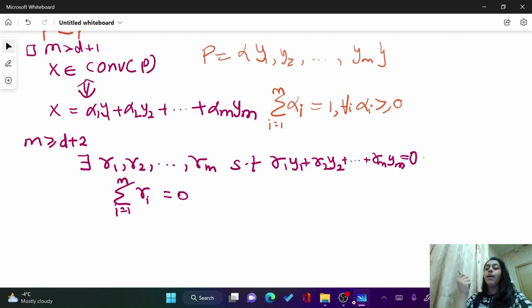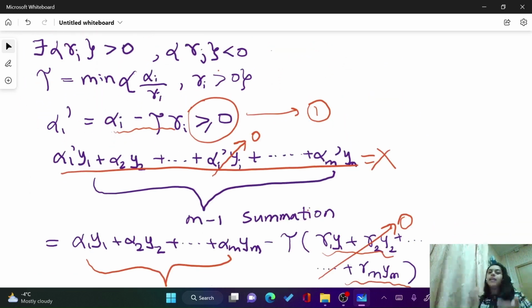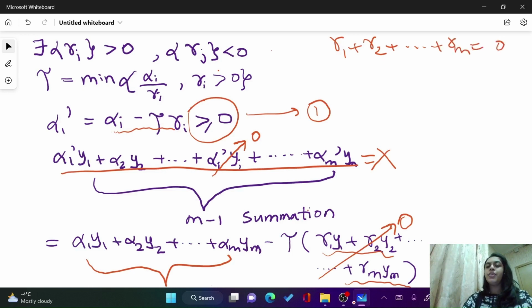We know that these points will be affinely dependent, and since they are affinely dependent, there exist gammas such that the summation of all the gammas is 0. This is the property of an affinely dependent set. If you're not aware of it, I would suggest you go and take a look at it. So we have these gammas. I said that the sum of gammas is 0, so of course there exist some which are greater than 0. Let's say the ones which are positive are indexed by i, and the ones that are negative are indexed by j.